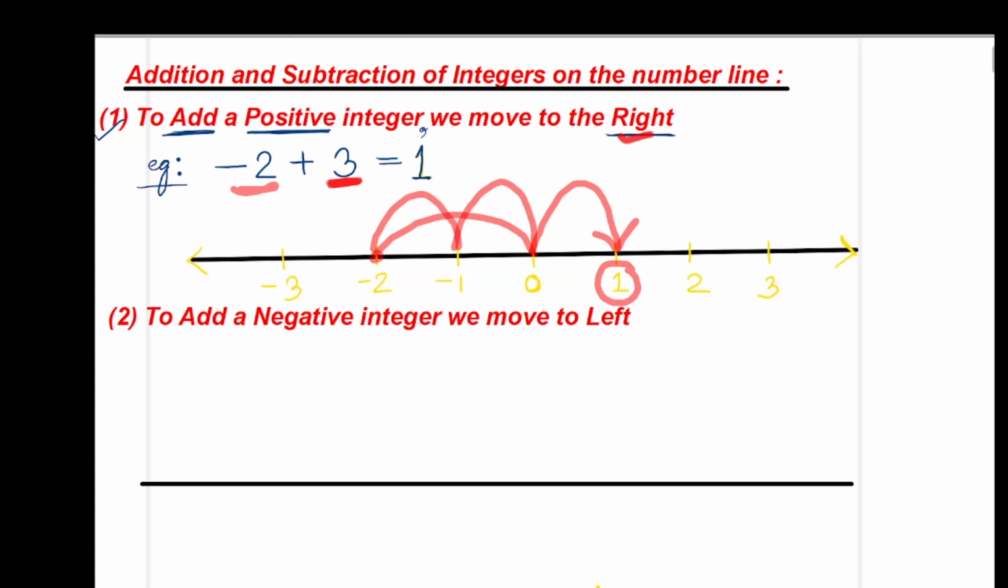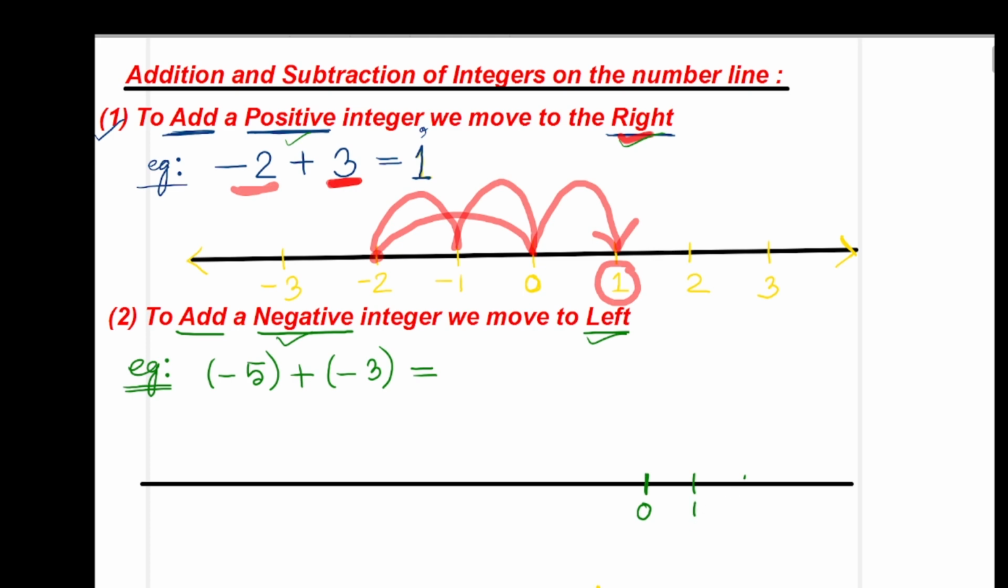Next property: to add a negative integer, we move to the left. When we are adding a positive, we move towards the right; when negative, then left. So let us take another example: minus 5 plus minus 3. What answer will we get from the number line? This is 0.